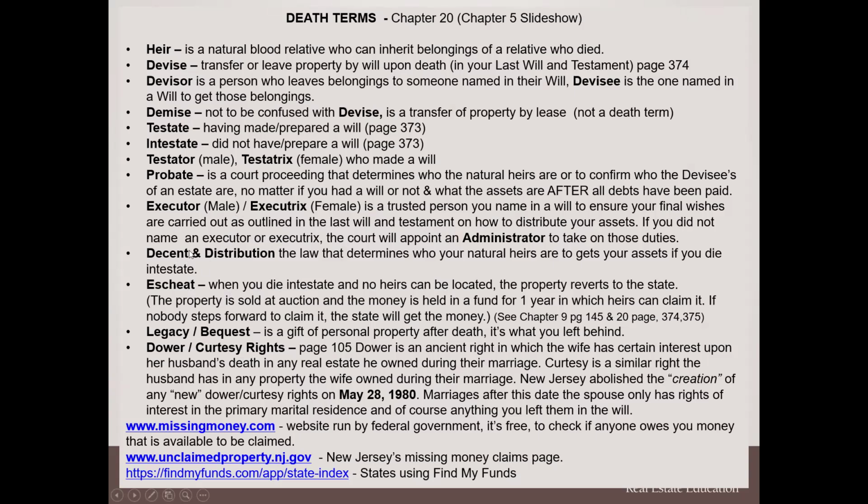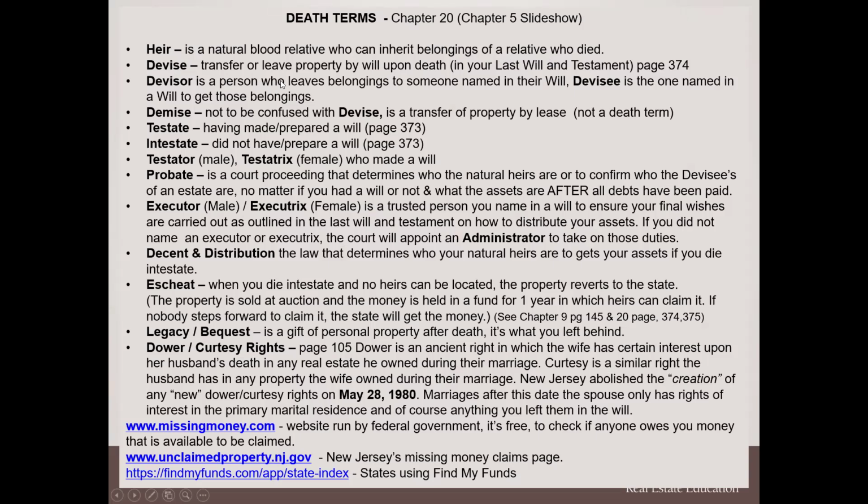So just to recap once again, an heir, I guess the H is silent. It's not hair. That would be a rabbit. It's an heir. It's a natural blood relative who can inherit belongings of a relative who died. And they can make claims of rights to their assets.